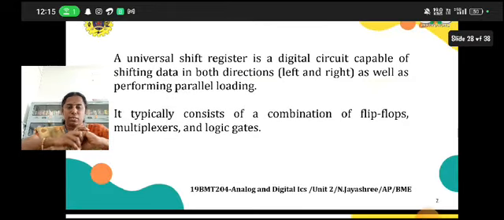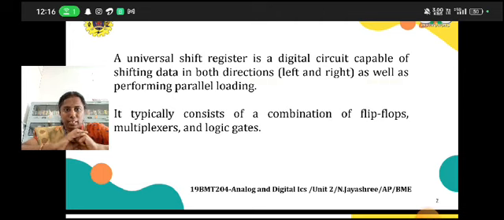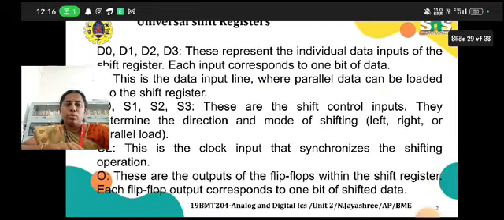The universal shift register is a digital circuit capable of shifting data in both directions, left and right, as well as performing parallel loading. It typically consists of a combination of flip-flops, multiplexers and logic gates. These four combinations, serial in serial out, serial in parallel out, parallel in serial out, and parallel in parallel out, form the universal shift register. So this is the block diagram explanation of the universal shift register.